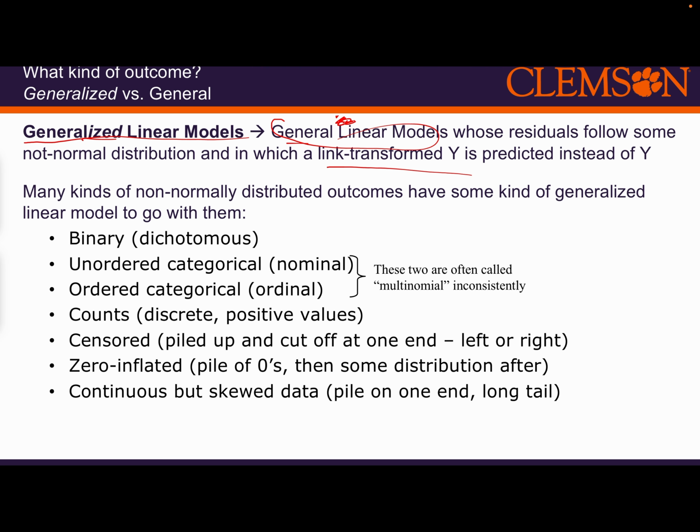So for instance, there are many different types of outcomes that we might want to use this for. Binary data, like we're going to see today, unordered categories, ordered categories. Sometimes they fall under multinomial. You may have counts. Distributions that show up in counts include Poisson or negative binomial. You may have censored distributions. You may have zero inflated distributions where you have a big pile of people at zero. You may have continuous but skewed data. There's all sorts of ways that we can do this. Pretty much any distribution is fair game.